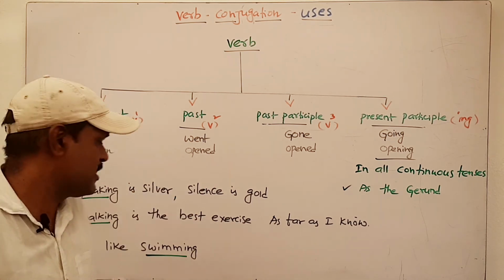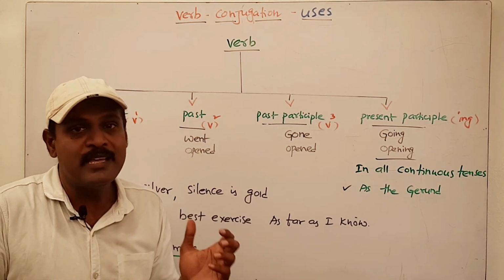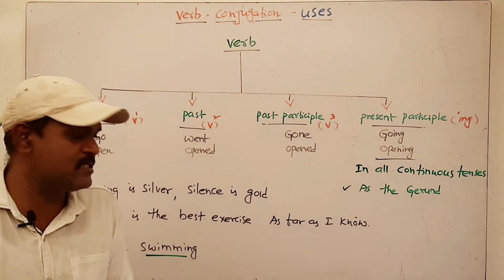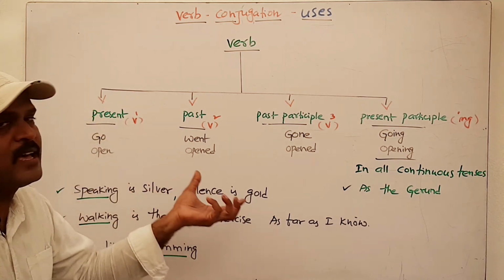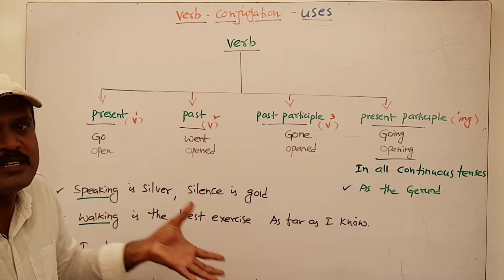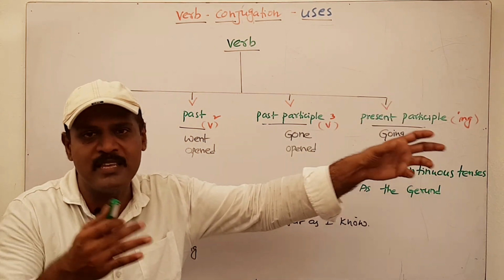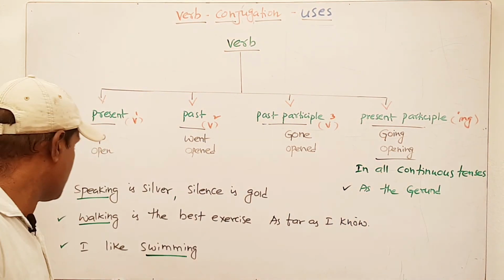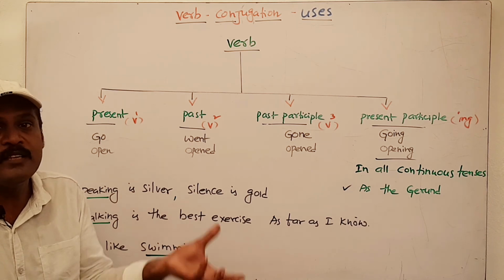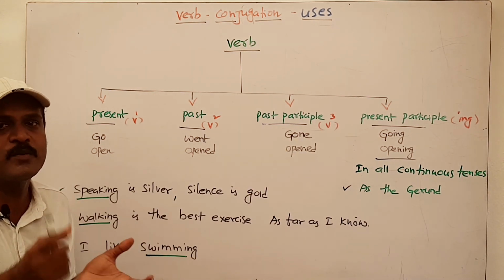Got my point? Next one. Walking is the best exercise as far as I know. As far as I know means according to my knowledge, my guessing. Walking is the best exercise. Here, walking is used as a subject in this sentence. It is basically present participle, that means the ing form. The last one is: I like swimming. Here, swimming is the object. In the place of object, we use present participle, that means the ing form, swimming.